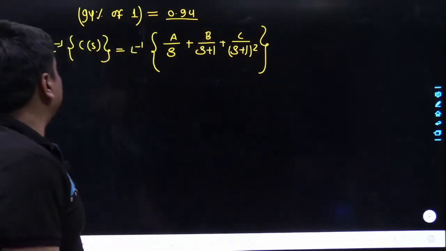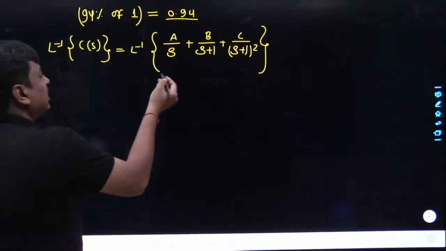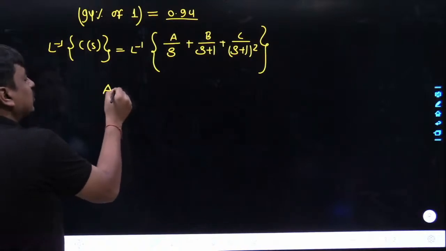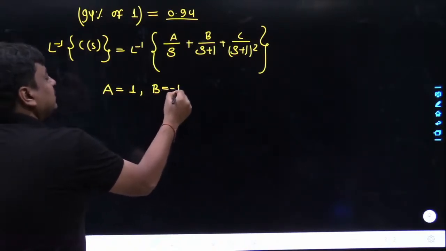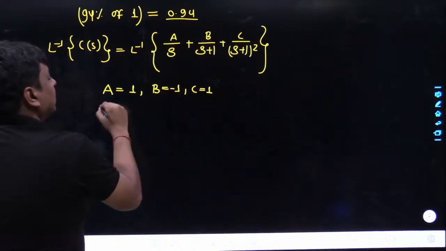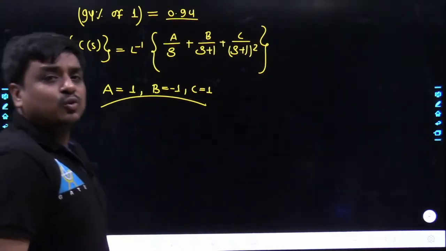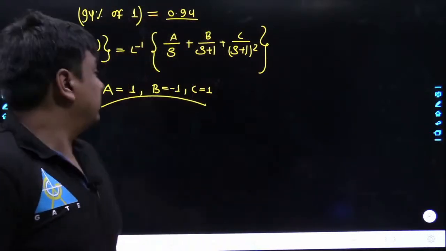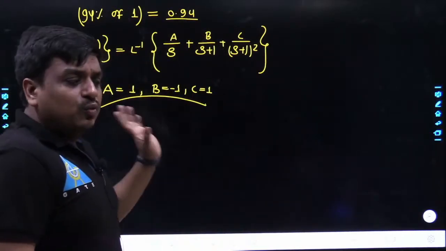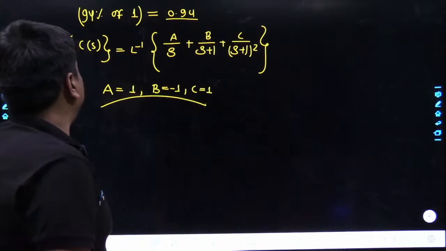And thereafter I would take its Laplace inverse. At the very beginning, let me focus on A, B and C: A comes out to be 1, B comes out to be minus 1, and C comes out to be plus 1. I have calculated them. There are two different methods through which the values of A, B and C can be calculated. First is a manual method and the second is a shortcut trick method. So I would assume you would be able to calculate the values of A, B and C by yourself.